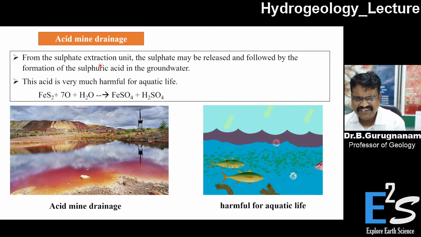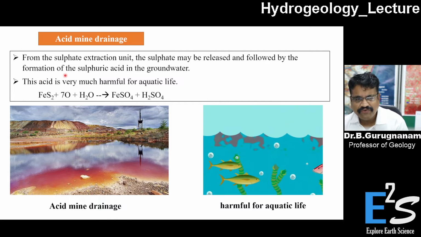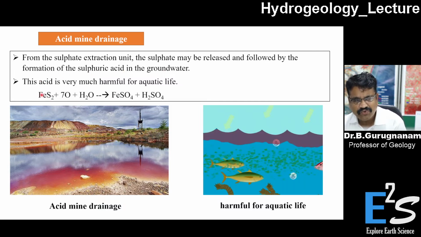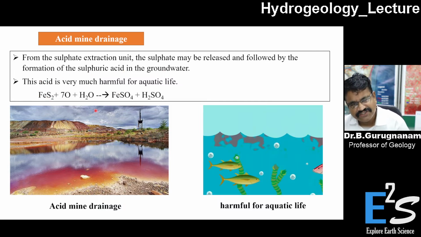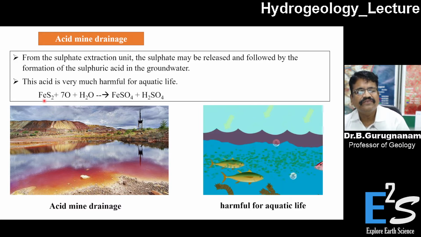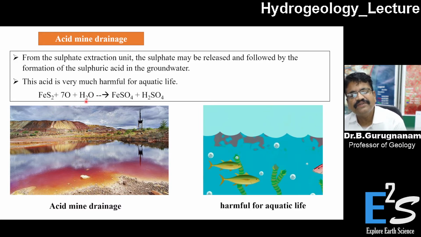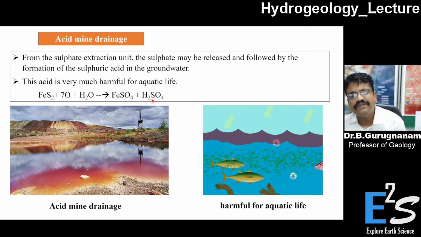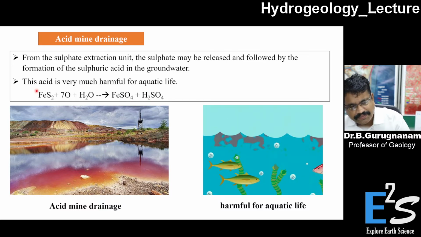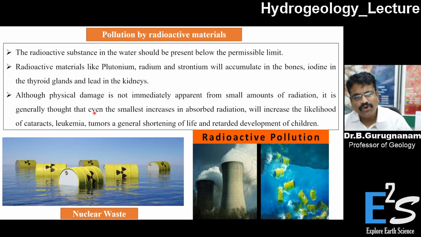From the sulfate extraction unit, the sulfate may be released, followed by formation of sulfuric acid in the groundwater system. This acid is very harmful for aquatic life. Ferrous sulfate plus oxygen plus water gives ferric sulfate plus H2SO4. This is the reaction that happens when it interacts with the water.